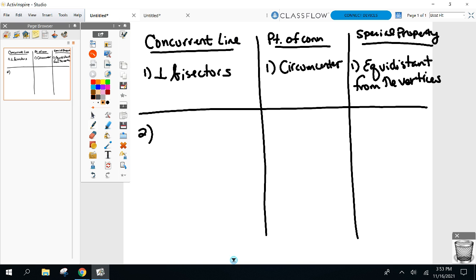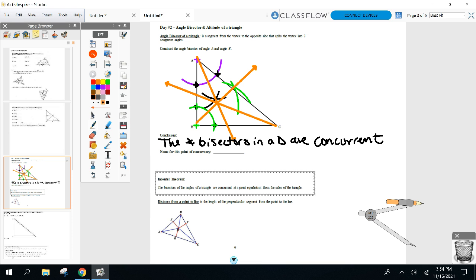So if I go back to my chart I just started today with you, yesterday we found out the perpendicular bisectors in a triangle are concurrent. Today, oh geez, the angle bisectors are also concurrent. So now you know two different types of lines in a triangle that are concurrent: perpendicular bisectors and now angle bisectors. So going back to your notes, we had the circumcenter for perpendicular bisectors. For the angle bisectors, ready? That point of concurrency is known as the incenter.